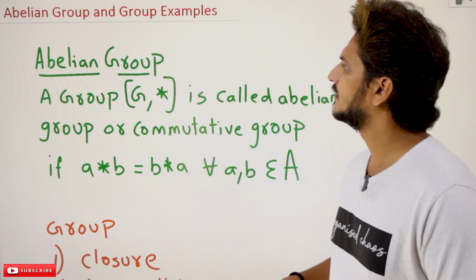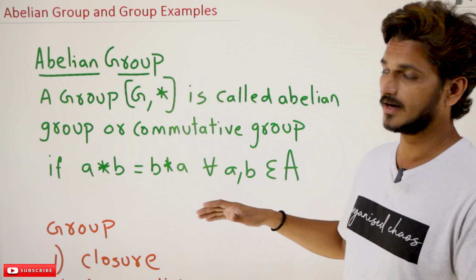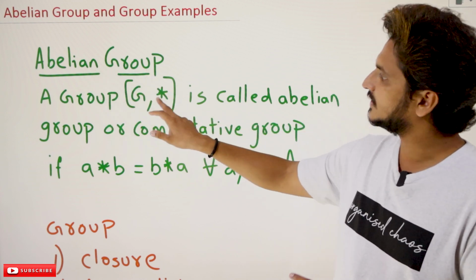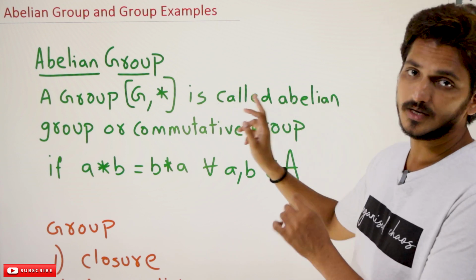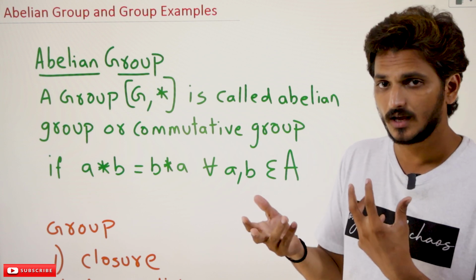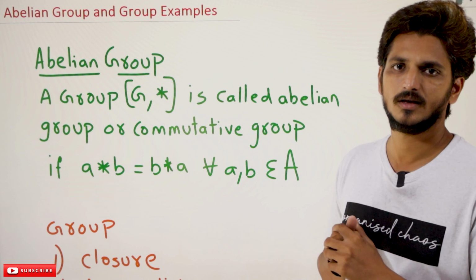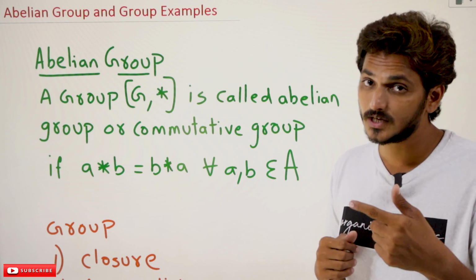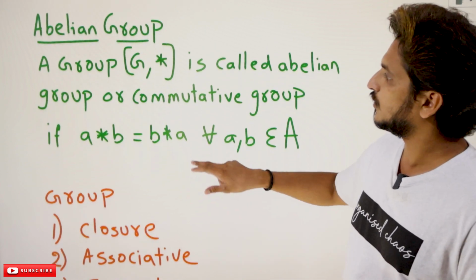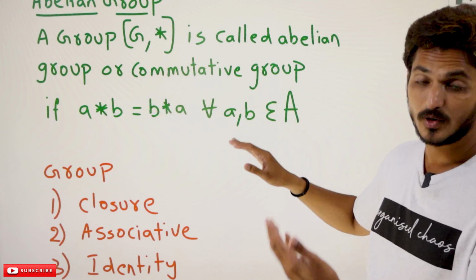Coming to today's class, first we will understand the definition, then we go with a few examples for a better understanding of the Abelian group. A group G star is called an Abelian group. Before checking for Abelian group, first we need to check whether the given set and the binary operation is a group or not. What are the conditions we need to check for group? That was discussed previously.